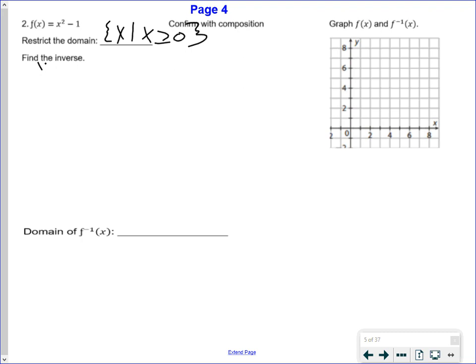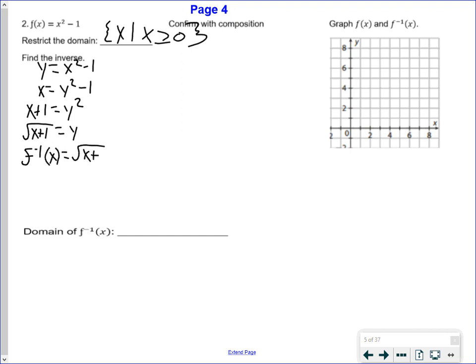So we're going to rewrite our function, y equals x squared minus 1. We flip the x's and the y's, so we get x equals y squared minus 1. We're going to solve for y. x plus 1 equals y squared. Take the square root of both sides. We get square root of x plus 1 equals y, or the f inverse of x equals the square root of x plus 1. That's your inverse function. So we found our inverse function.